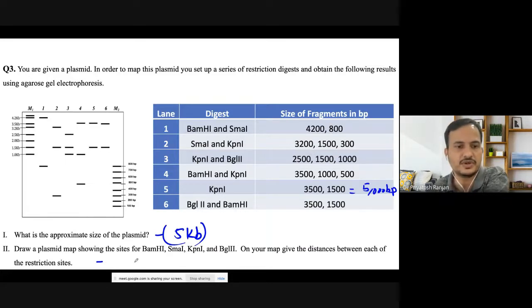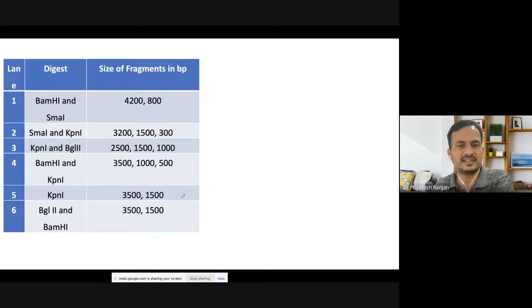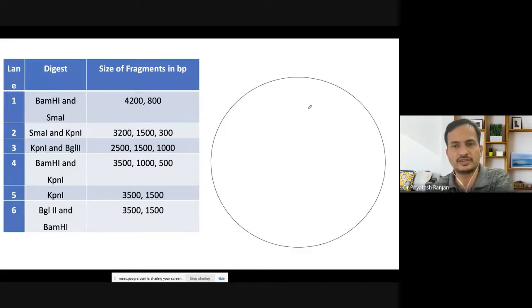Coming back to the second question, draw the plasmid map showing the sites for BamHI, SmaI, KpnI and BglII. I've just copied the same information here. Now, I just need to draw a circular plasmid. So, ready. First thing, I would advise you to focus more on KpnI, because that is the restriction enzyme for which there is a single digest mentioned as well as the double digest. If I focus on the fifth point, KpnI results in two fragments, telling me that there are two sites for KpnI, giving approximately 3500 and 1500.